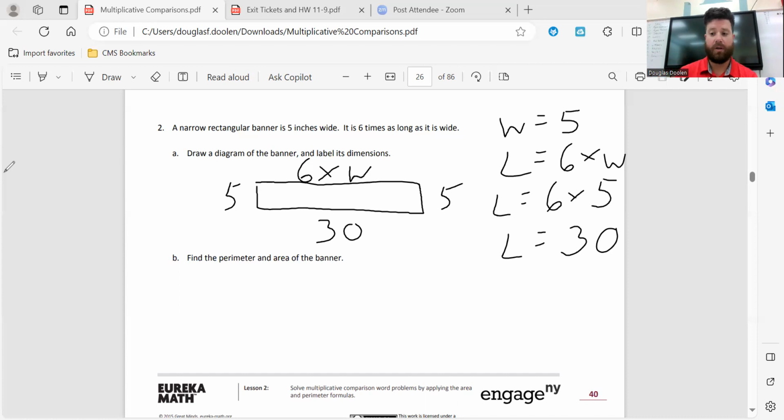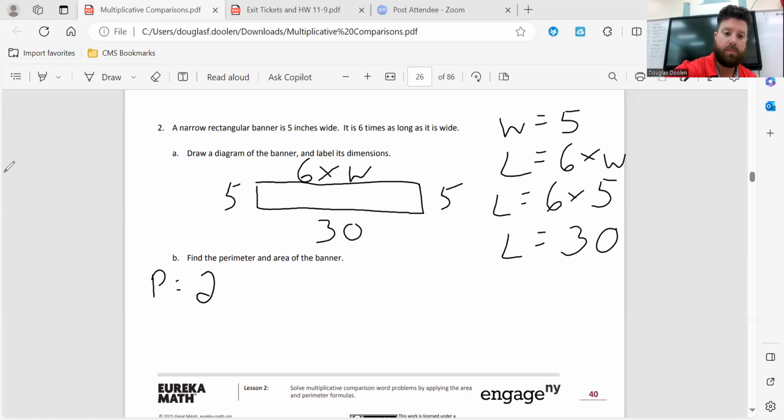Okay, so now we're going to look at our multiplicative comparisons, and we're talking about that 6 times 5, because 6 times as long as wide, and we're going to create formulas to find our perimeter and area. Okay? So what is our formula again for perimeter? If you do not remember off the top of your head, look at the previous problem. That's why we need to write stuff down. What's the previous problem?